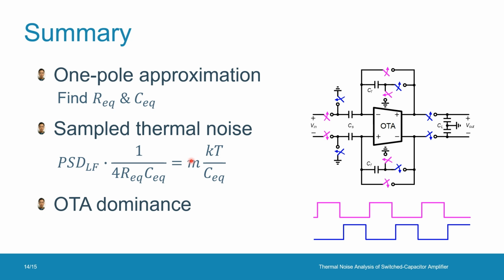Last but certainly not the least, if you design your amplifier properly, you will be limited by the OTA thermal noise. The contribution from the switch on resistance is pretty much negligible if Ron is designed way smaller than 1 over Gm, which is typically the case.